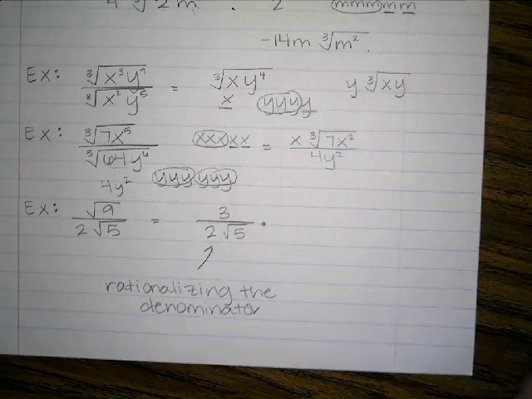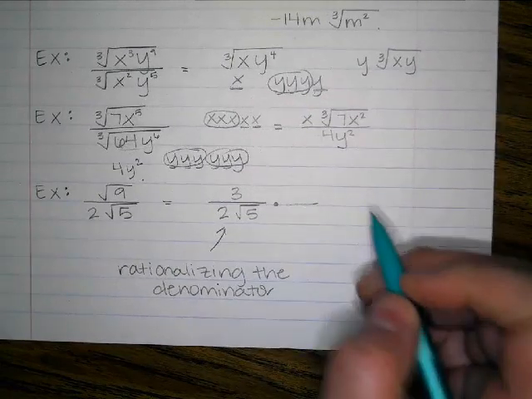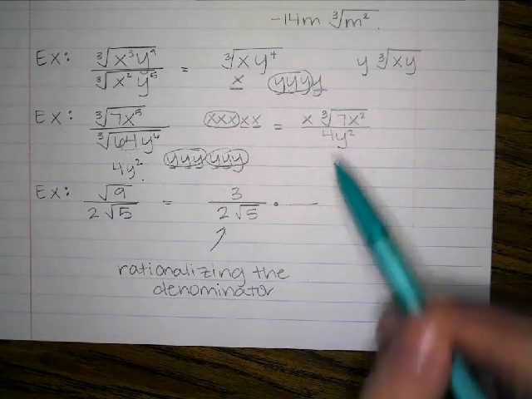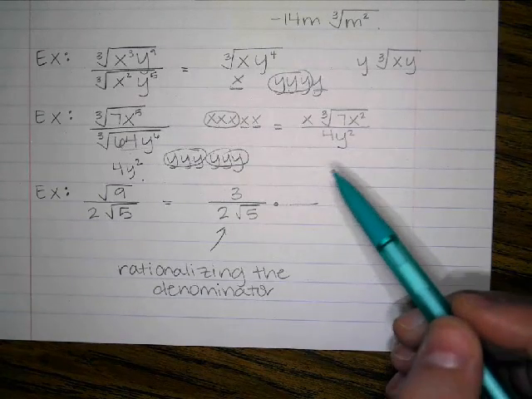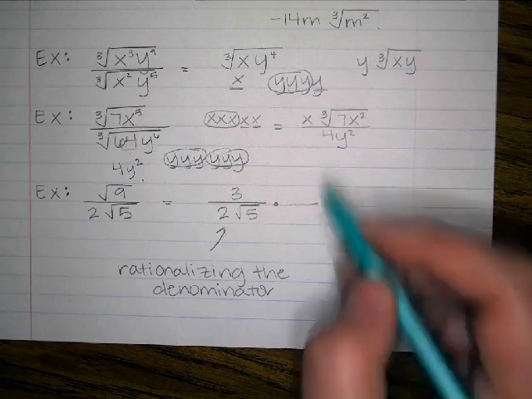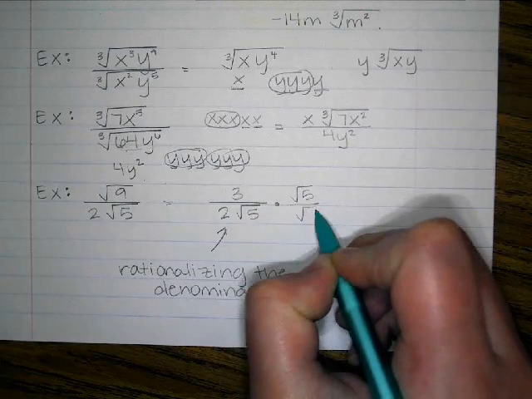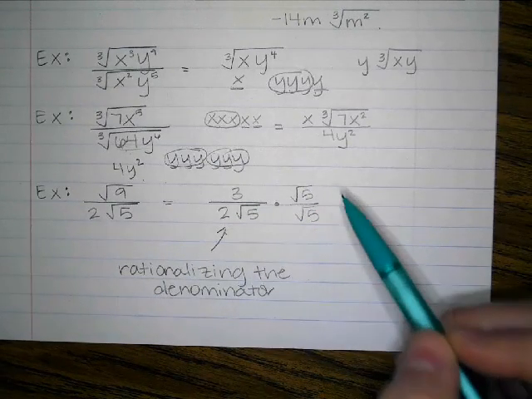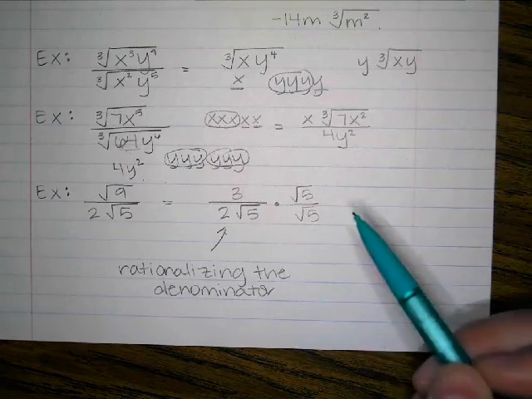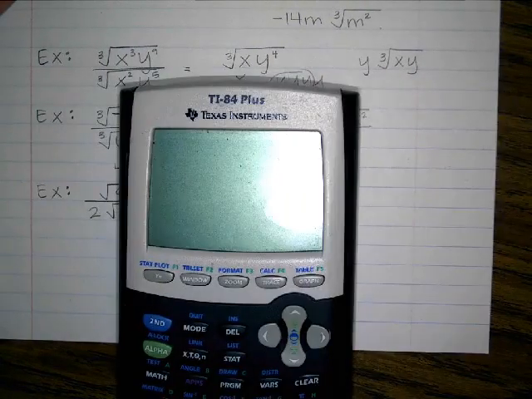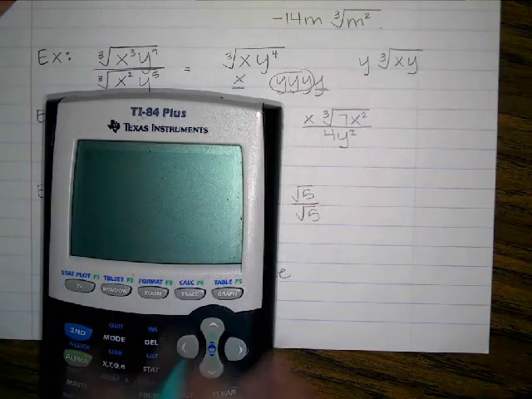So we're going to multiply this by 1, but it's not going to look like the number 1. We're going to multiply this by root 5 over root 5. Now, when you multiply by 1, the one that you multiply by is going to look different every time. It's going to depend on the problem. But it is 1. I'll show you. If you do square root 5 divided by square root 5, that's 1.